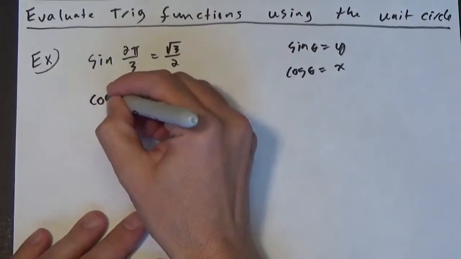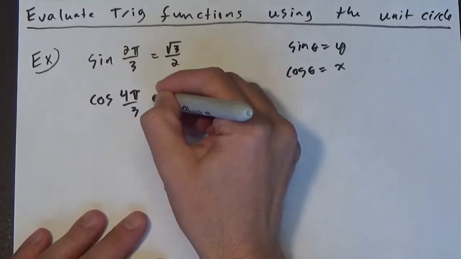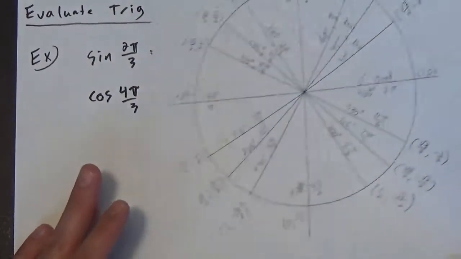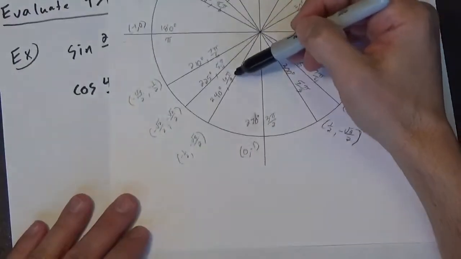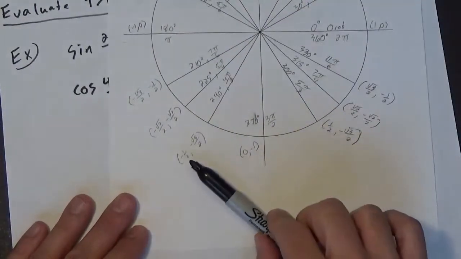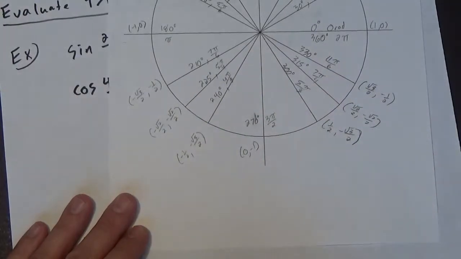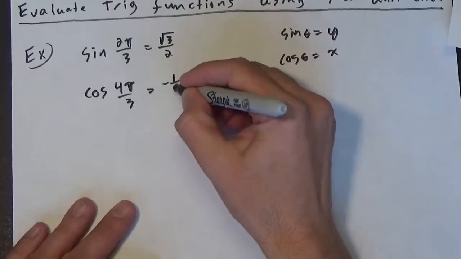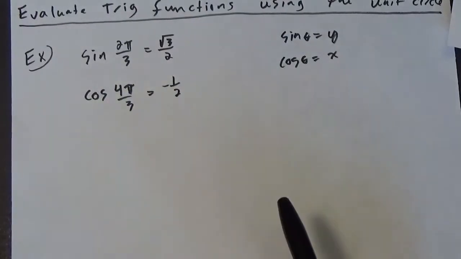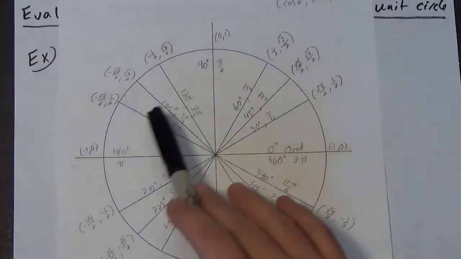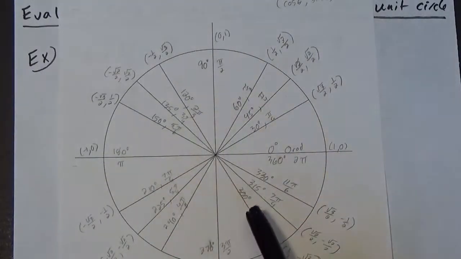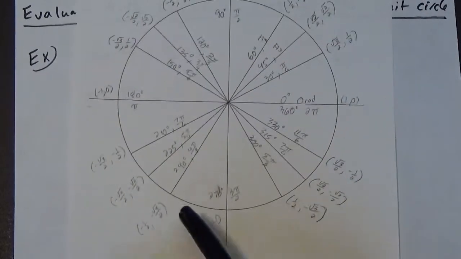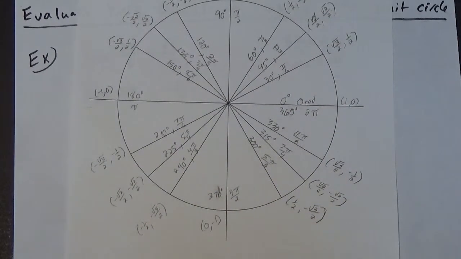If we want the cosine of 4 pi over 3, well, I go to my unit circle, I look for 4 pi over 3, and 4 pi over 3 is associated with the coordinates negative 1/2, negative square root of 3 over 2. However, I know cosine is the x value, so it is a negative 1/2. So the way that this unit circle works, I can ask you for the sine or cosine for any value on here, and you can figure it out because you know the x and y coordinate for each one.